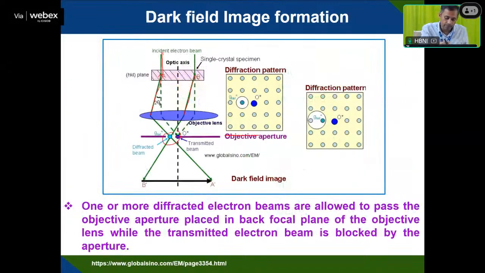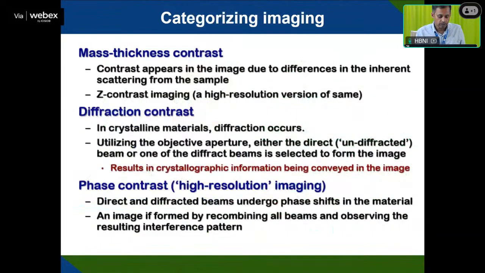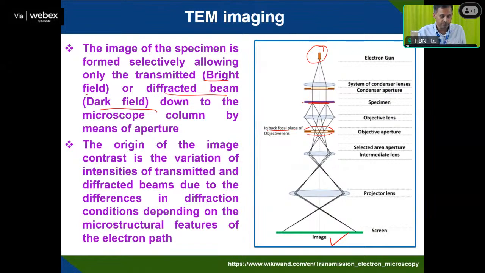But if the diffracted beam is going through, it's producing what we call a dark field image. You can see these are the two different positions that you are using. The objective aperture is mainly preventing the direct beam. So one or more diffracted electron beams are allowed to pass through the objective aperture to get this dark field image. So that means you will be able to get both dark field and bright field, and the origin of the image contrast is the variation of the intensity of the transmitted beam or the diffracted beam due to the difference in diffraction condition depending upon the microstructural feature.